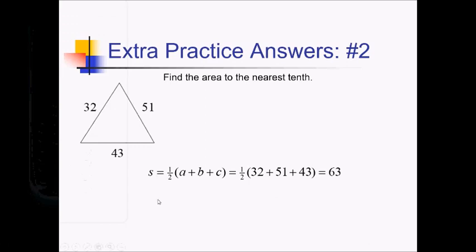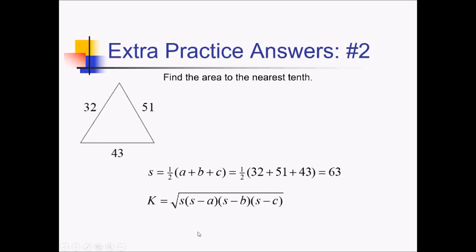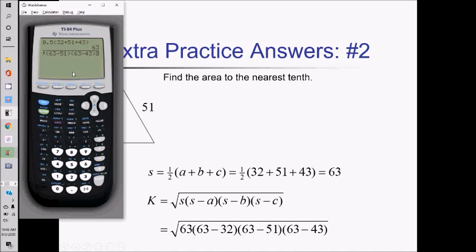And now I have to use the K formula to find the actual area. That's the square root of S times S minus all three sides. So this formula right here. So I've got the square root of my S value that I just found of 63, and then we have 63 minus a, so 63 minus 32, 63 minus 51, and 63 minus 43. Let's plug all that in on the calculator. So entering all that in carefully off camera and pressing enter now, I end up with approximately 684.6.